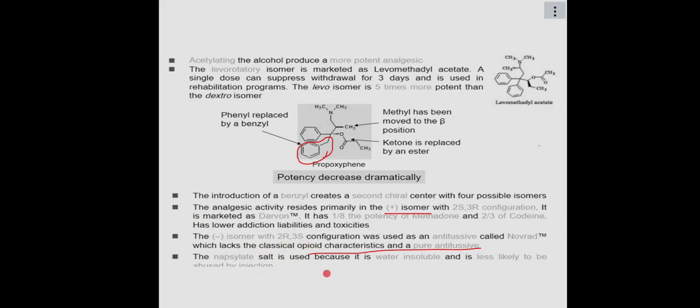The napsylate salt is used because it is water insoluble and is less likely to be abused through injection. Just as we talked about loperamide, you can use a particular salt so that you prevent abuse. But for loperamide, we did not say the salt. We say it is the way it is, with its low water solubility, it cannot be abused. But we are saying here you can also derivatize a drug into an insoluble salt. And once you derivatize it into the insoluble salt, then it cannot be abused.